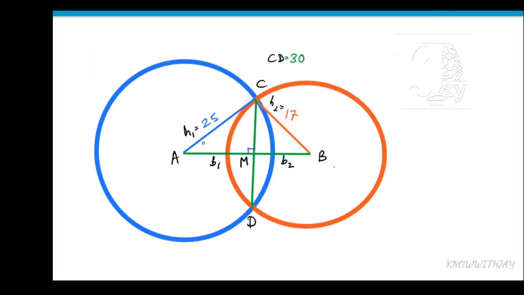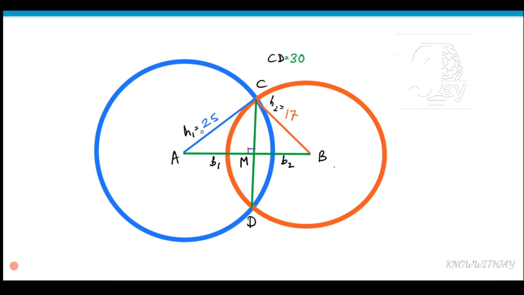So in the figure we can see the blue circle with the radius 25 centimeter and the orange circle, the smaller one with radius 17 centimeter. They are intersecting each other at the points C and D, and the common chord length CD is 30 centimeter. Now if we draw a perpendicular bisector of the chord CD at M, that perpendicular will always pass through the center of the circle, right? Perpendicular bisector of a chord passes through the center, so it will pass through both the centers A and B.